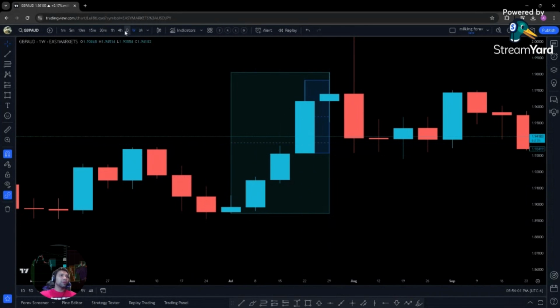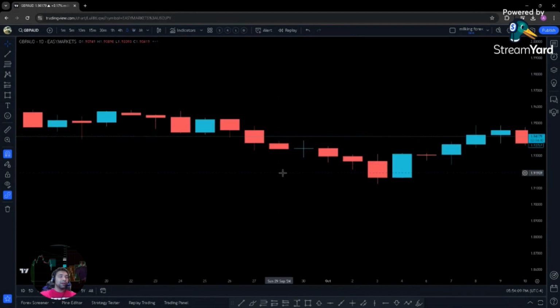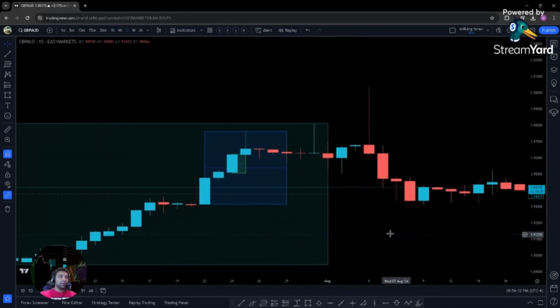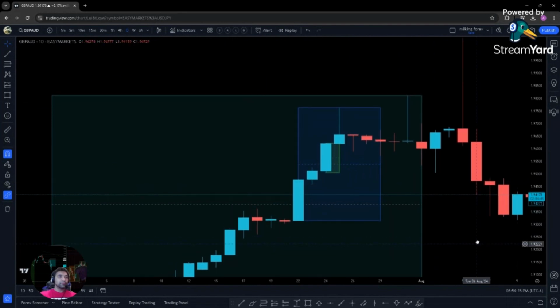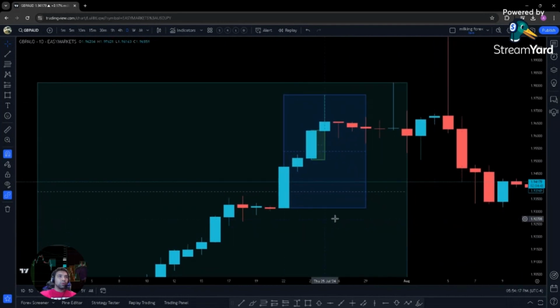Now going into a daily candle. This is one daily candle, and this is a 1 week candle. In 1 week, how many daily candles are there? 1, 2, 3, 4 and 5. There are 5 working days when the forex market is open. There are 5 daily candles in a week.